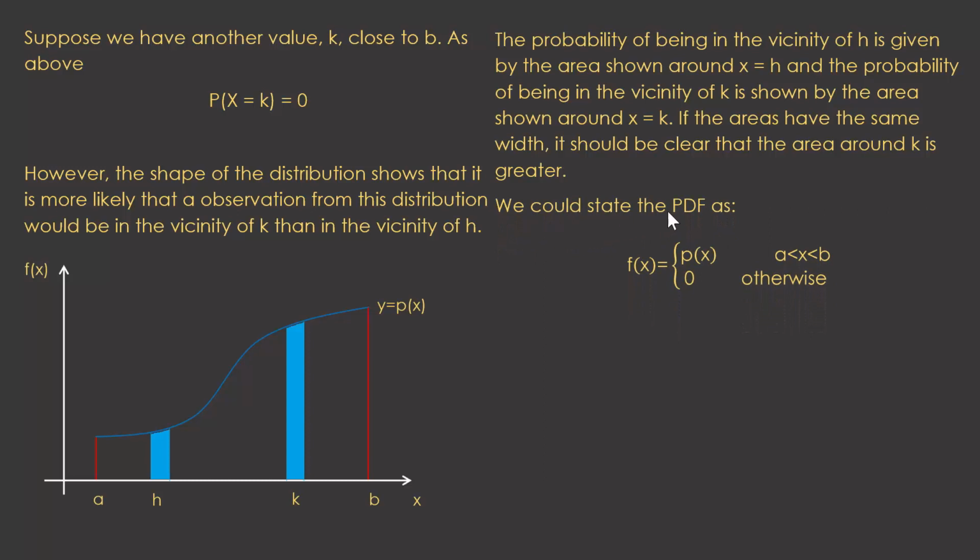We could state the probability density function as f of x is p of x between a and b, and 0 otherwise. As mentioned, the probability would be 0 here and here. Or f of x is equal to p of x for the interval ab, and is 0 for any other value of x. And remember from our discussion of intervals that it doesn't matter whether we have square brackets or not.